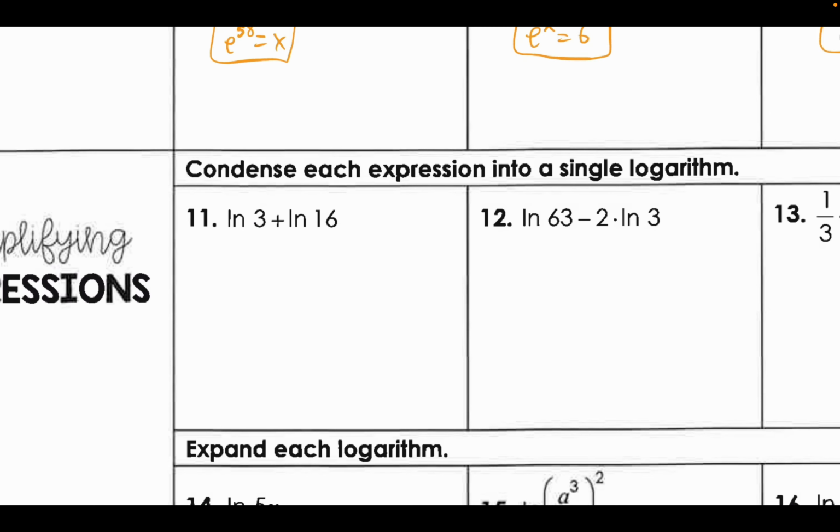And so a reminder from our properties that we learned that addition is not really addition when it comes to logarithms. It's actually multiplication of the insides. So it's natural log of 3 and 16. Well, we multiply those. It's 48.